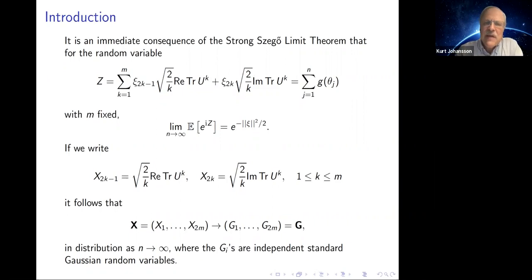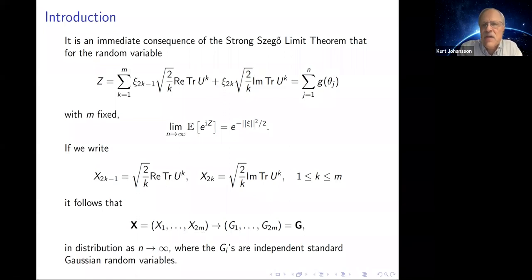So now we will be thinking about not just this as one sum, one random variable, but rather thinking of the real and imaginary parts of the traces as separate random variables. So I call them x_{2k-1} for the normalized real part, and x_{2k} for the normalized imaginary part of the trace. So this means that I actually get a vector of random variables, x_1 up to x_{2m}.